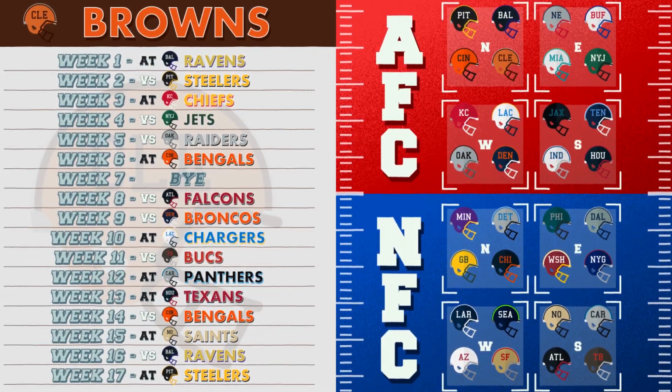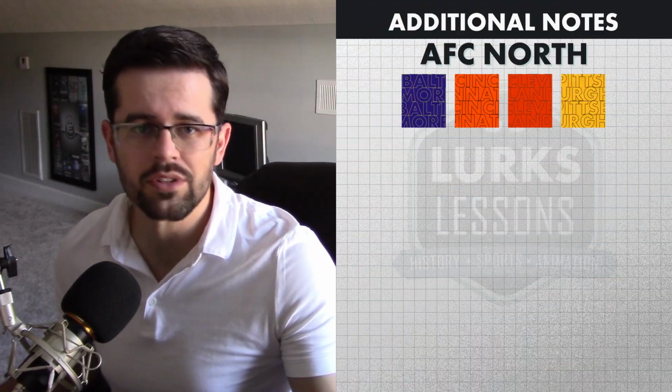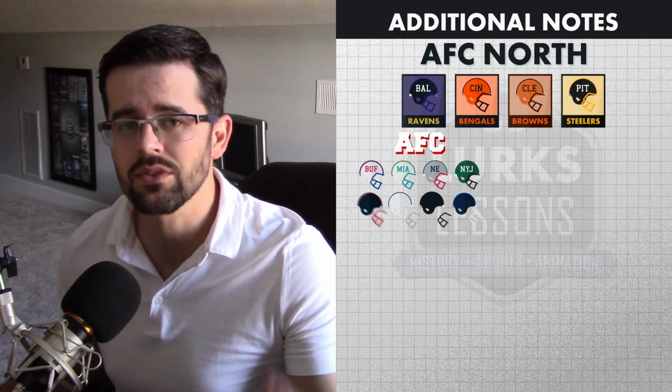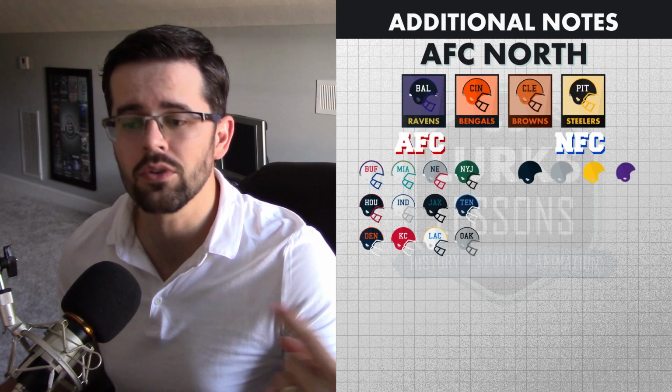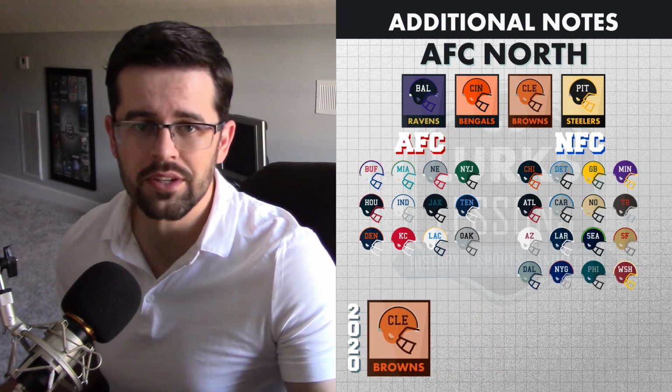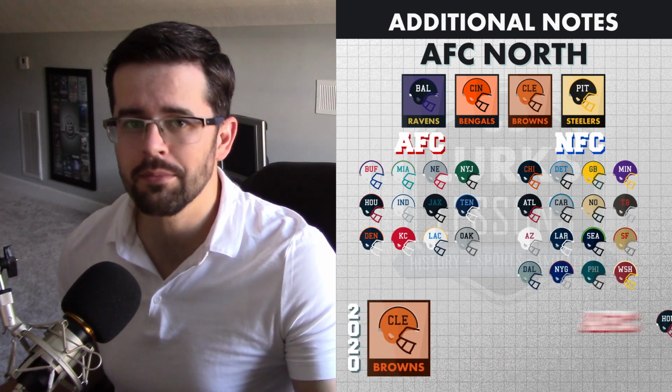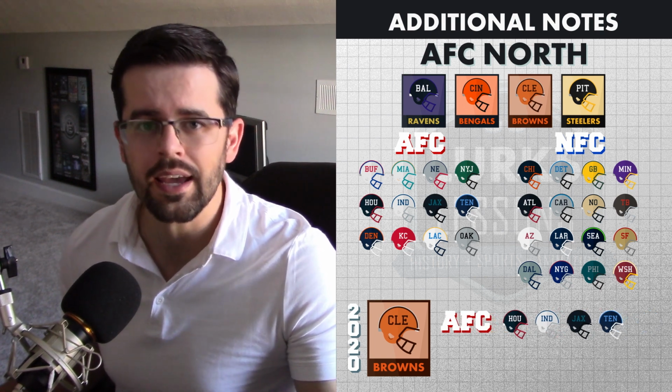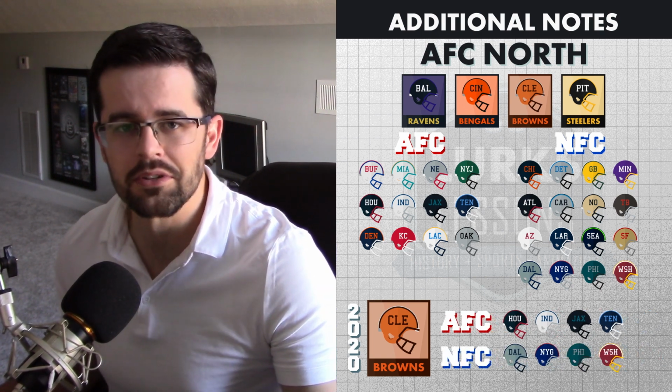Pretty cool, huh? So the rotation for the AFC North is AFC East, South, West, and NFC North, South, West, and East. So in the 2020 season, the Browns will have their AFC matchup be the South Division and the NFC matchup be the East Division.